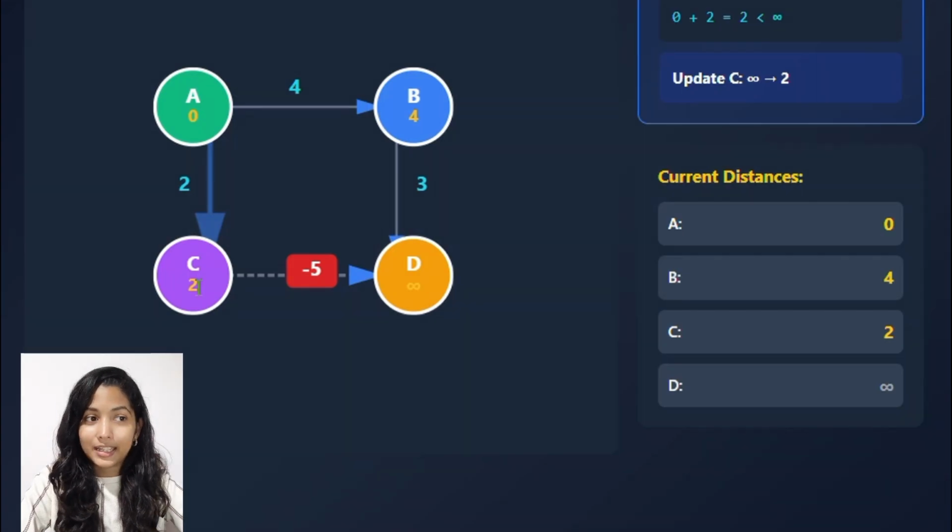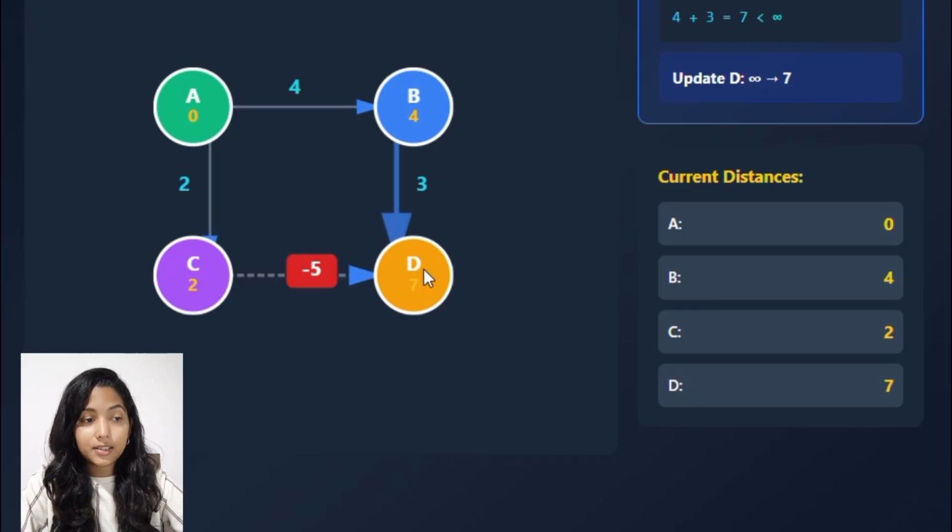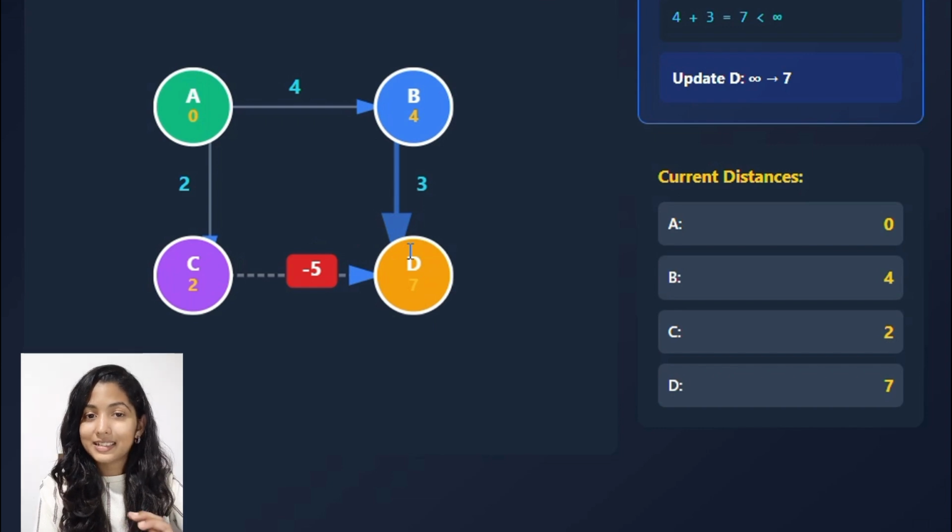Next we check edge B to D. Current distance of B is 4 and the weight is 3. So new distance to D equals 4 plus 3, so it equals 7. 7 is less than infinity, so we update D from infinity to 7.